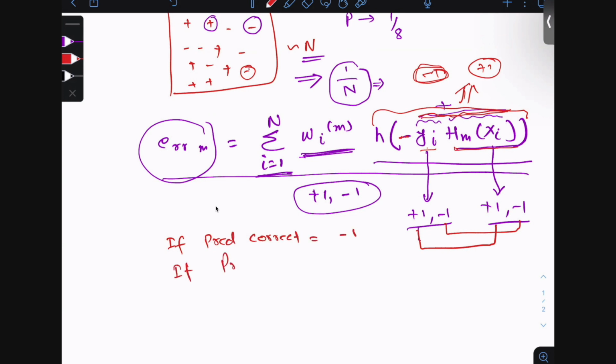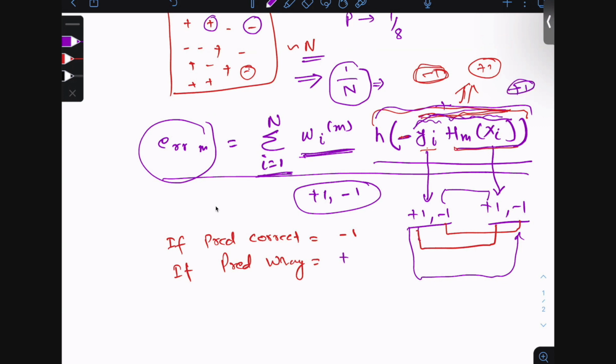If prediction is wrong, what will happen in this case? Let's say there is a mismatch. +1 was the ground truth and prediction was -1, or similarly -1, +1. If the predictions are wrong, then what will this particular value become? It will become +1, because the product will become minus, and the minus sign in front of it will make it plus, right?